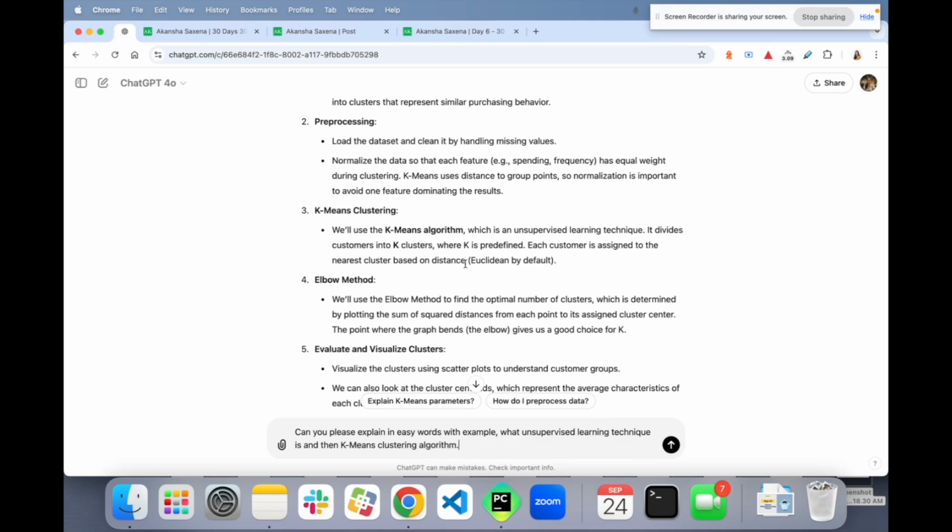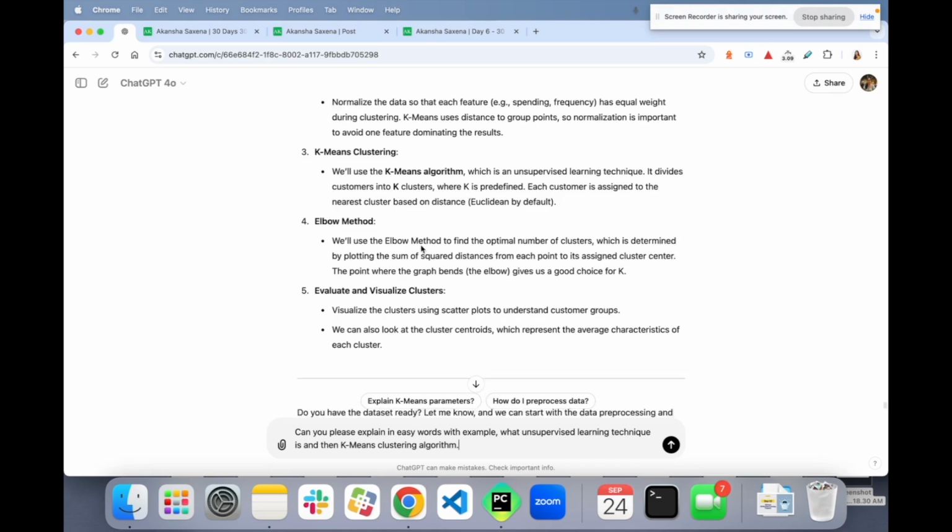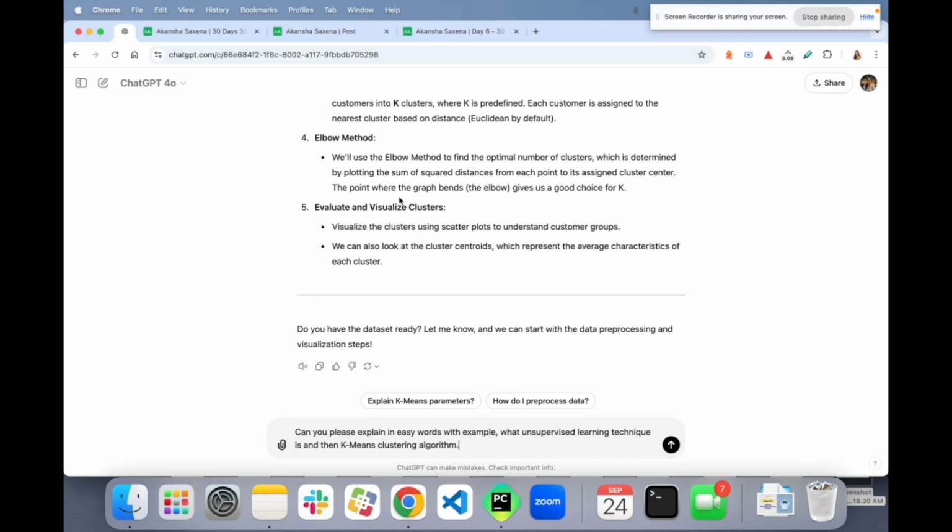So we will understand that each customer is assigned to the nearest cluster based on the distance, that is Euclidean. Okay, but we'll understand that. We will then use the elbow method to find the optimal number of clusters, which is determined by plotting the sum of the squared distances from each point to its assigned cluster center. The point where the graph bends gives us a good choice of k. This also we will see.